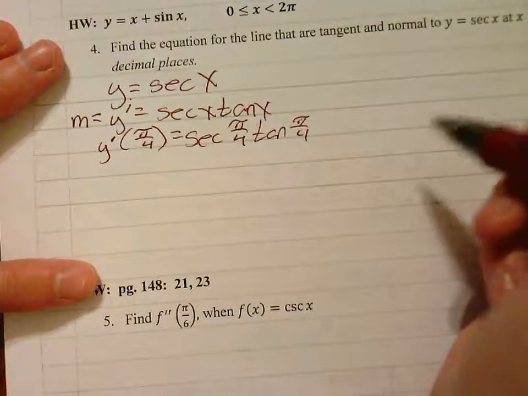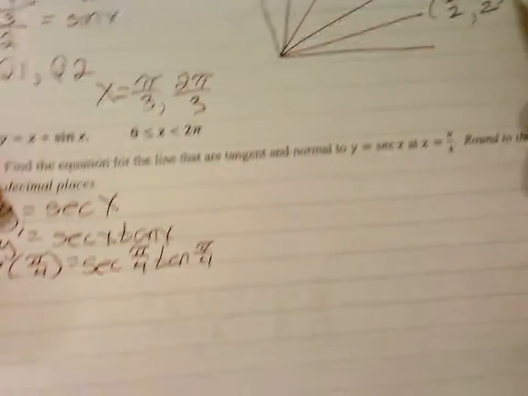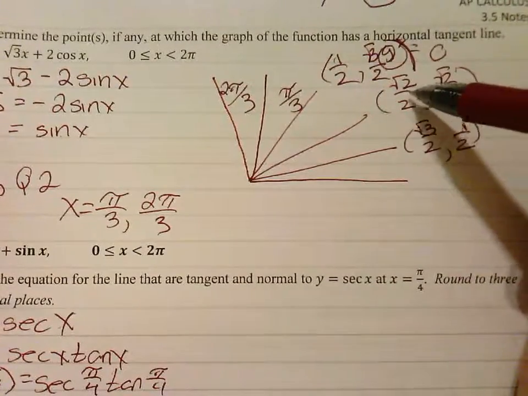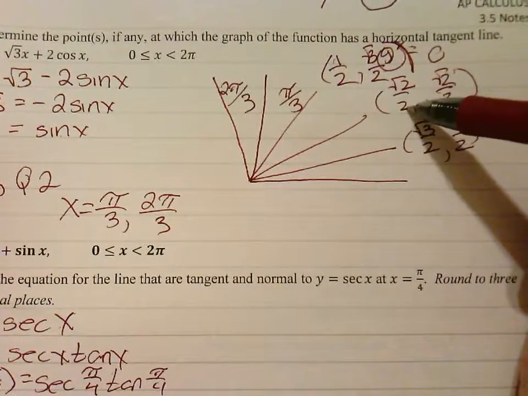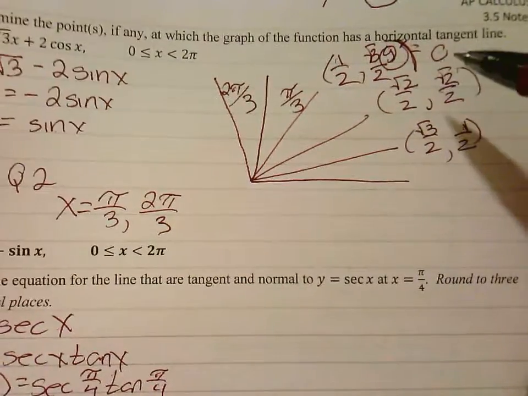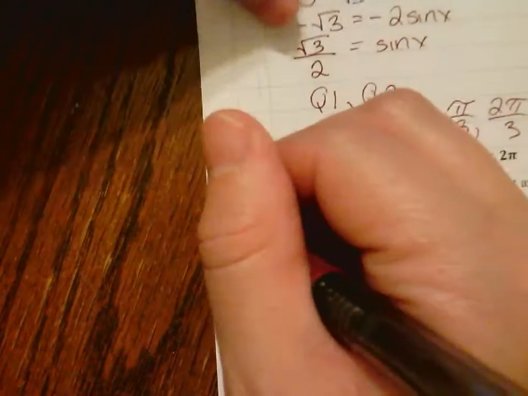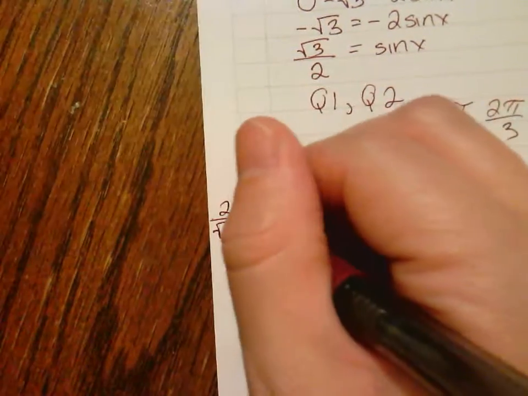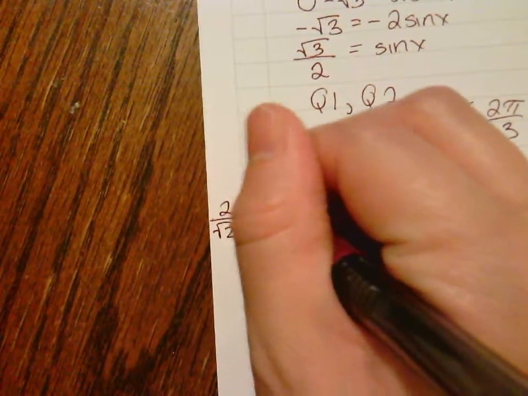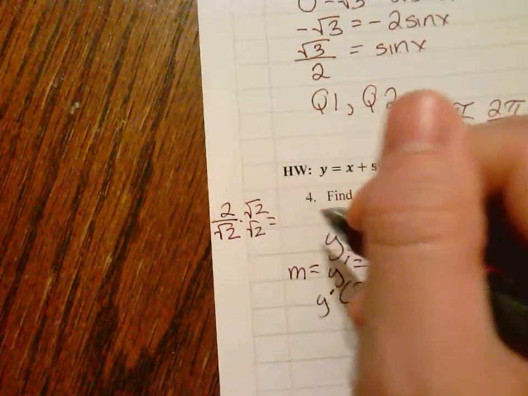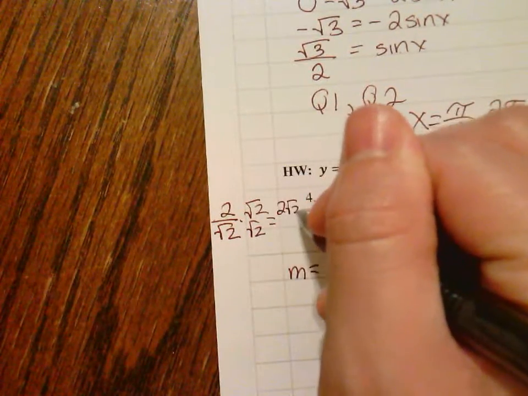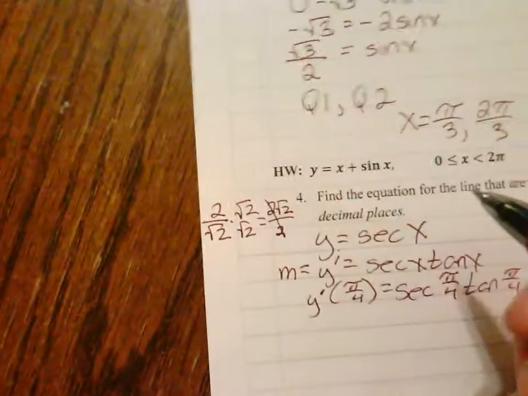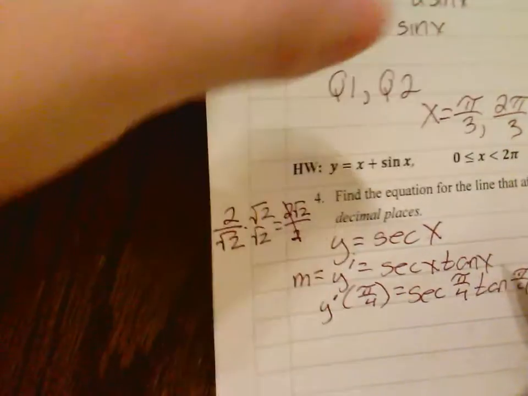Now, if you don't know secant of pi over 4, just go up here. The opposite of secant is cosine. So to find this, you're going to do 2 over square root of 2. So we'll just do that here. So 2 over square root of 2. Rationalize the denominator. So you're going to get 2 square root of 2 over 2. So that's just going to be square root of 2. So secant of pi over 4 is square root of 2.